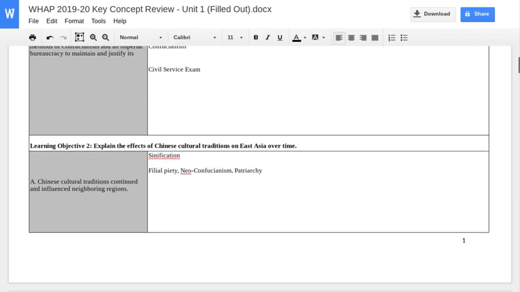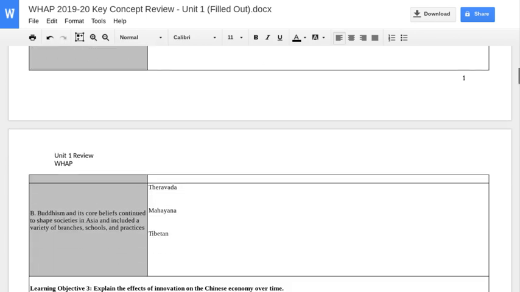Going down to Learning Objective 2, we're dealing with the spread of Chinese traditions to other places in Asia, like Korea, like Vietnam, like Japan. The process of how this occurs is referred to as sinification, which all it is, is a spread. Some things to pay attention to while you're studying. You need to know that filial piety spreads, Neo-Confucianism develops and spreads, and the elements of patriarchy that come from the original Confucianism. Just, if you can, how they get to those places and then what occurs there. You don't have to go too in-depth into it. You just kind of need to be able to recognize them.